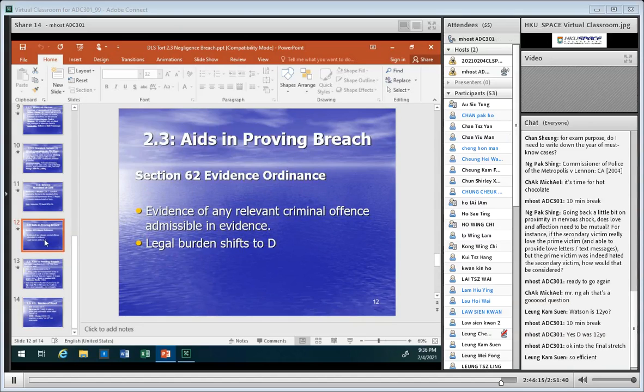And breach of the duty of care is usually a big issue in traffic accident cases. Remember, the standard is that of a competent and experienced driver, but the plaintiff has to prove that the defendant is in breach. Section 62 of the Evidence Ordinance is a big help because it allows the plaintiff to bring in evidence of any relevant criminal offence, and the legal burden shifts to the defendant.